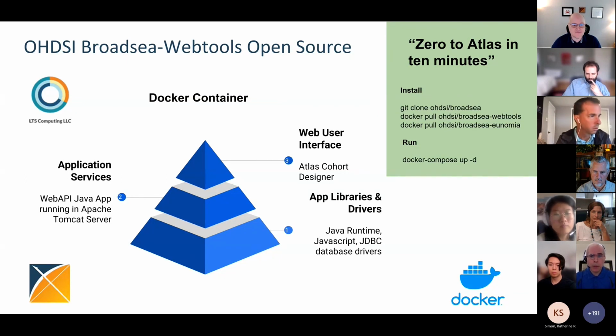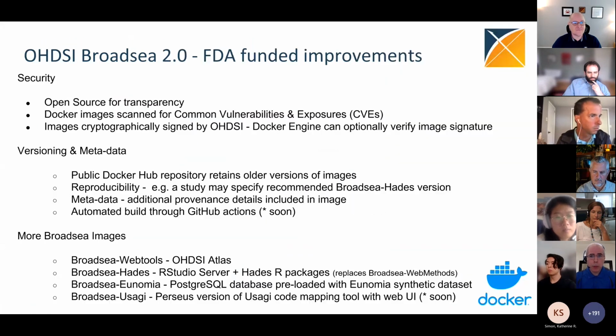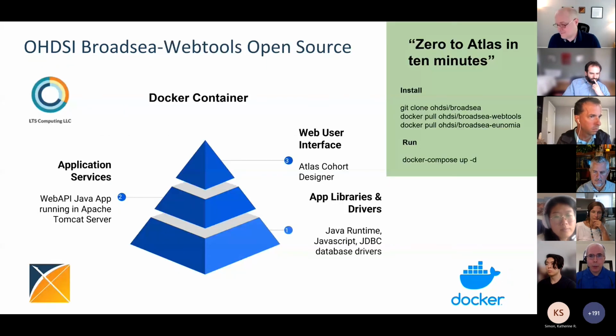But I did put out today the OHDSI Broadsea Hades package. So that's going to be a significant new Docker image that's available for people who want to run RStudio and the Hades packages. All right, so there's a big headline there. Oh, just one last piece on that other slide. There's a big headline, 0 to Atlas in 10 minutes. It really is 10 minutes.